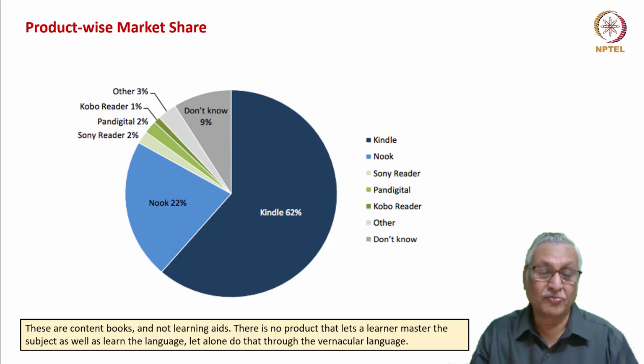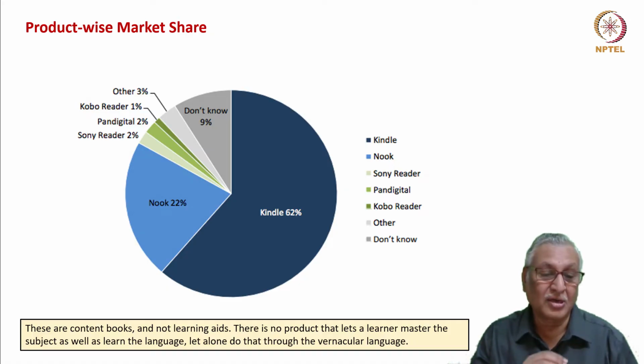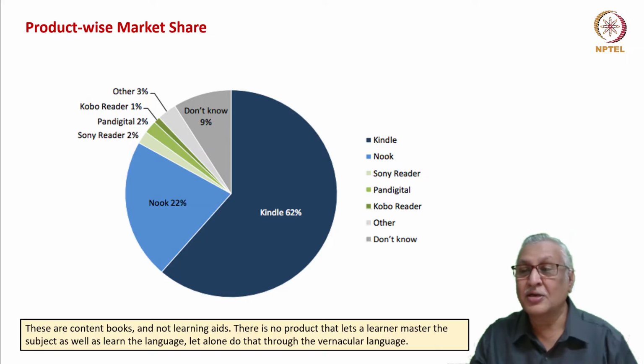E-readers have become the books of choice in a digital world. Kindle has been leading this market with 62% market share, followed by Nook at 22%. Sony Reader and Pandigital have 2% each, while Kobo Reader has 1%. Others constitute 3%, and there are people who aren't aware what a book reader is and what it does, that is 9%. However, all of these are digital content books and they are not learning aids.